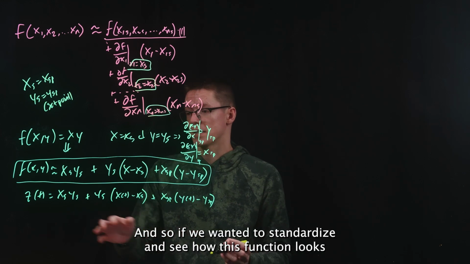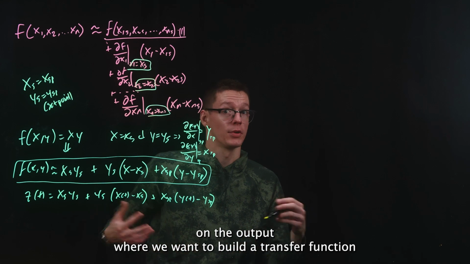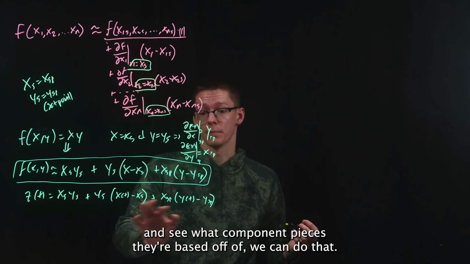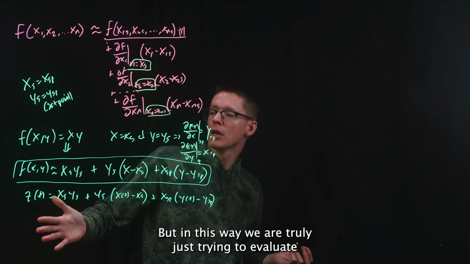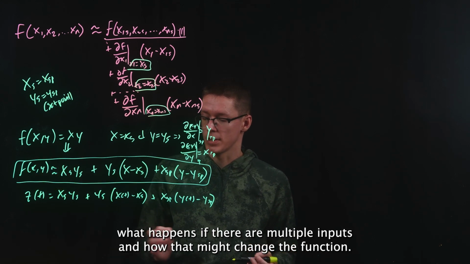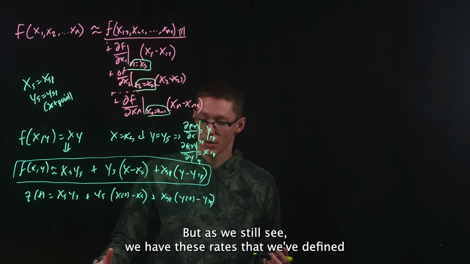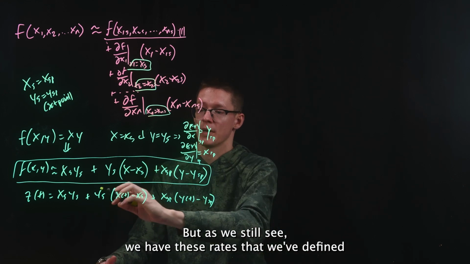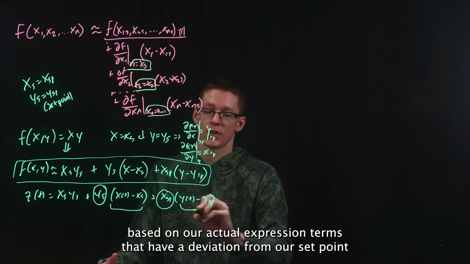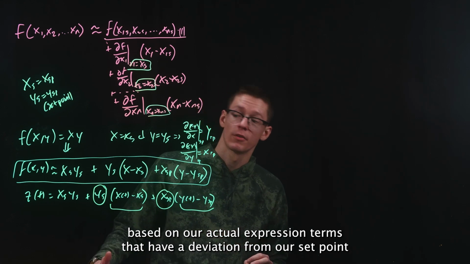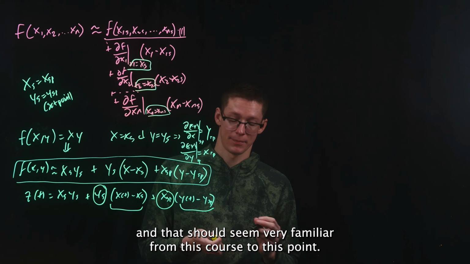And so if we wanted to standardize and see how this function looks on the output, where we want to build a transfer function and see what component pieces they're based off of, we can do that. But in this way, we are truly just trying to evaluate what happens if there are multiple inputs and how that might change the function. But as we still see, we have these rates that we've defined based on our actual expression terms that have a deviation from our set point. And that should seem very familiar from this course to this point.